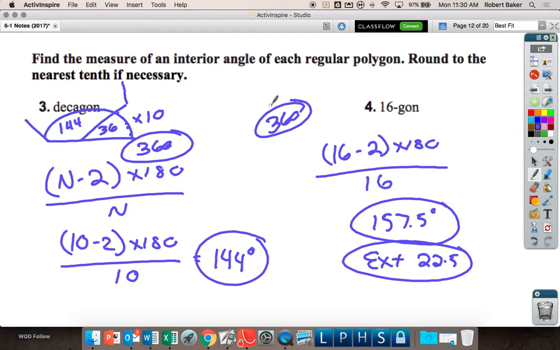So here's what I'm trying to get after. No matter what shape you have, the sum of the measures of the exterior angles is always 360 degrees.